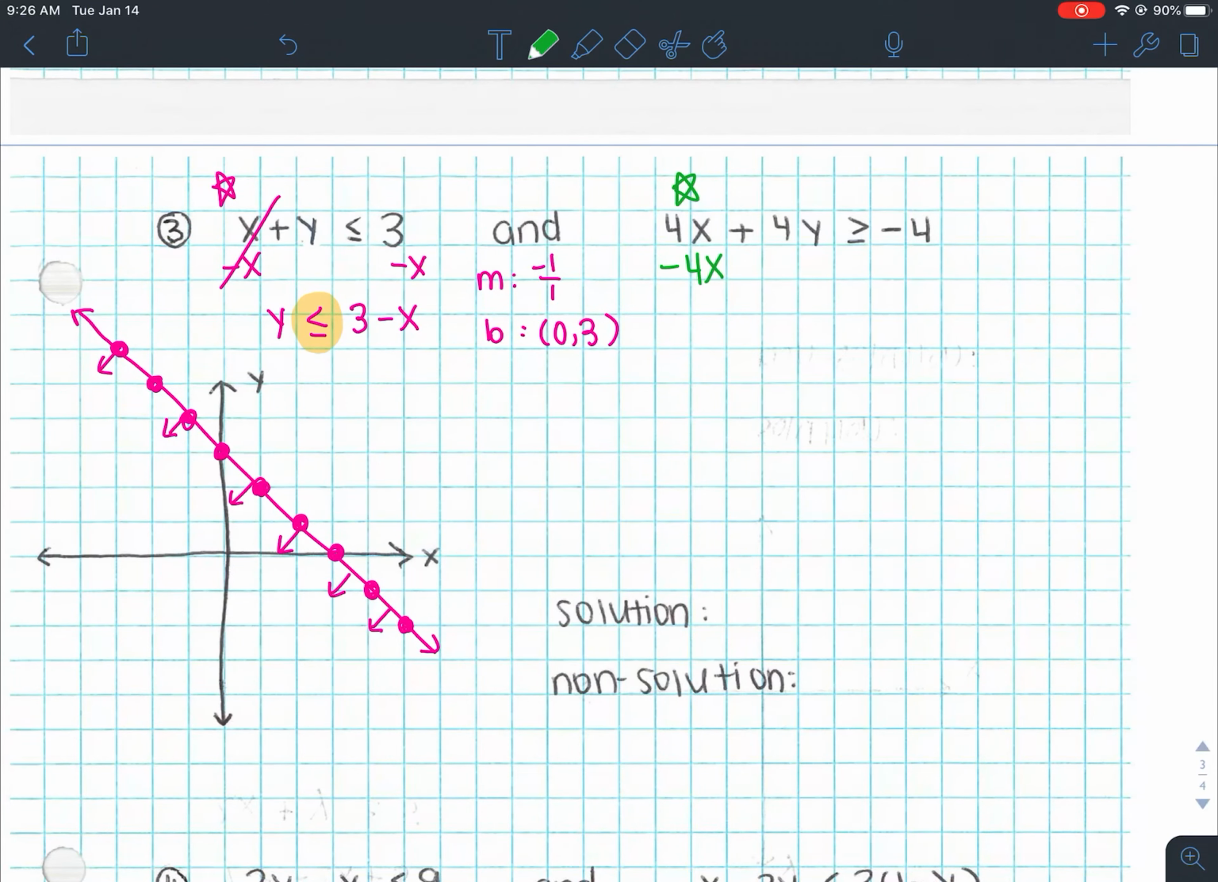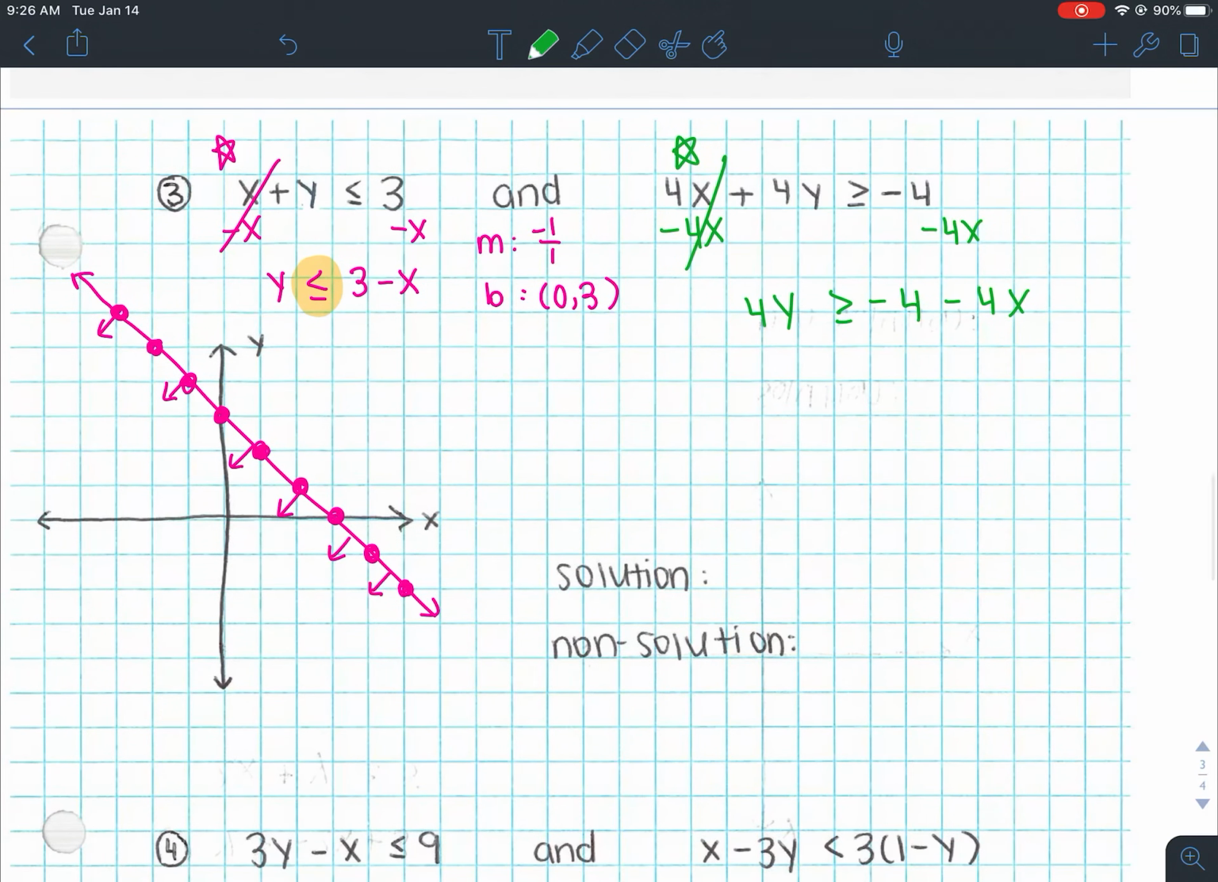All right. Let's move on to the second inequality. We get y by itself, so subtract 4x on both sides. So we have 4y is greater than or equal to negative 4 minus 4x. And then you're going to divide everything by 4 because you're trying to get that y by itself. So you have y is greater than or equal to. We do not flip the sign here because the number you're dividing by is a positive 4. Negative 4 divided by 4 is negative 1. Negative 4 divided by 4 is still negative 1. So we can have negative 1x or just negative x.